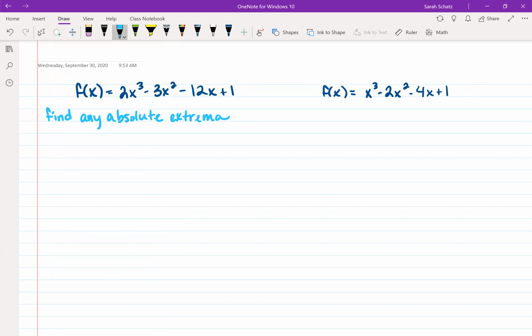So extreme values is what extrema means. If you see the word extrema, it's just max or min. If you see the word extremum, that's just the singular version. So don't let that word throw you off. It just means max or min. But I want to find any absolute extrema on the open interval from 0 to 4.